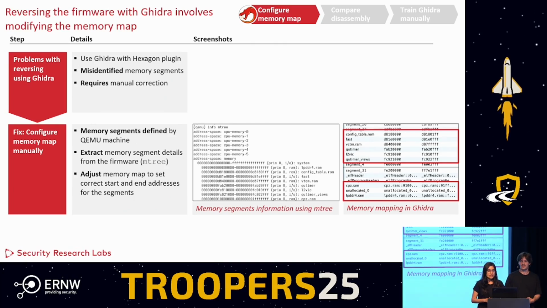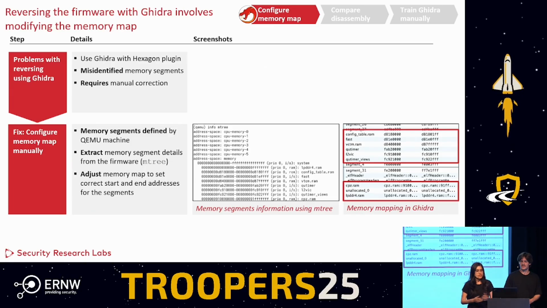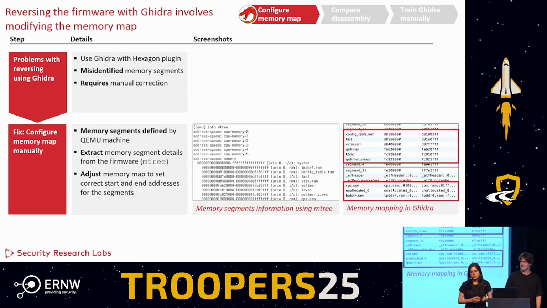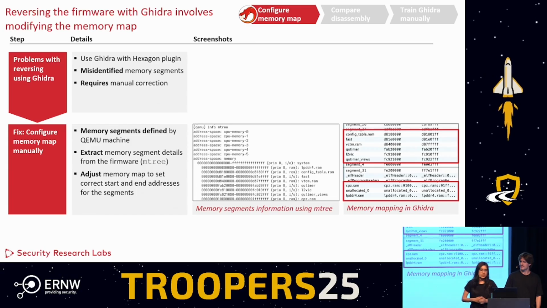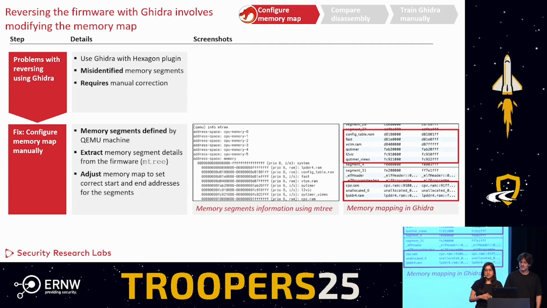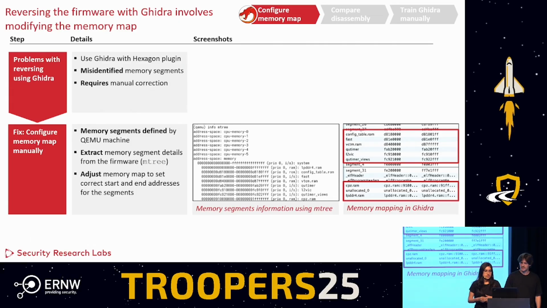For this, we can use the memory segment information in the QEMU machine, which is in the QEMU code, or since we already have an emulated firmware, we just run the firmware and get this information using this command, M3. So you can see in the screenshot, we can see all the memory segments, the start address, end address, and the size, and then we put this in Ghidra in the memory map, and then Ghidra is able to understand the firmware better and load it better.